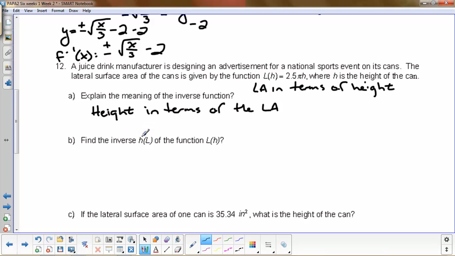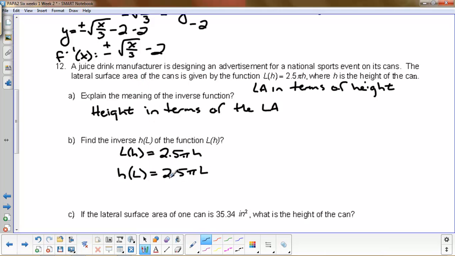To find the inverse of the function, we have to switch the x and y variables, which looks like this. 2.5 pi times h. Now we switch it. The independent and dependent values switch. So it's h of L equals 2.5 pi times L. That is the critical step in finding the inverse in terms of real life examples.